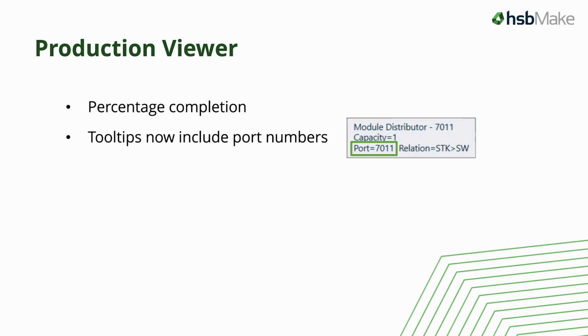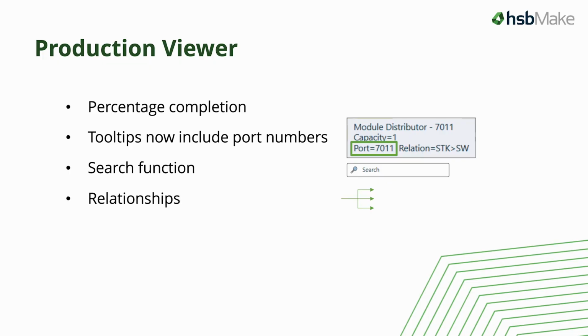We've improved the search function so it can now search over the production viewer and tell you where you can find particular items of a job. And we've also added the relationships to the information panel that is on the right-hand side. Now let's see how this looks in the software.